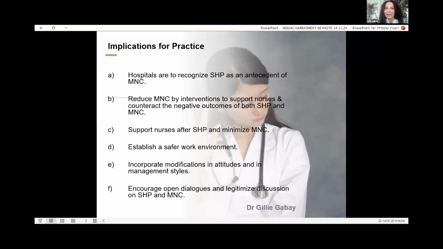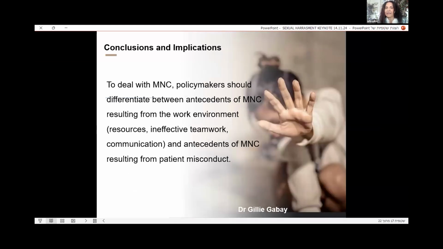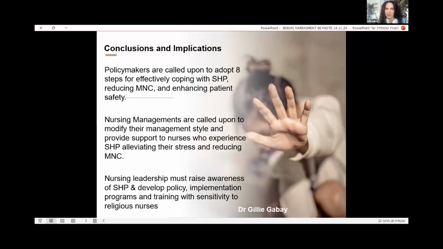So what can management do? Encourage open dialogues, legitimize discussions on sexual harassment, and modify their management style to enhance their listening. To deal with missed nursing care, excuse me.